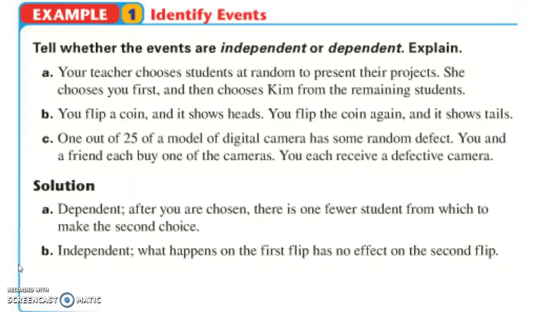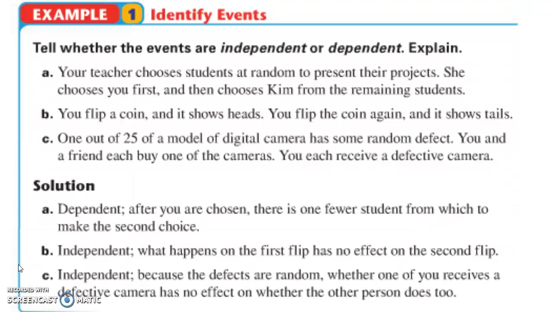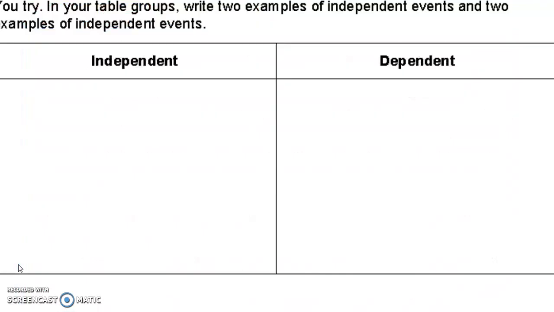And the third example, 1 out of 25, a model of a digital camera has a random defect. So you and a friend each buy one of the cameras, and you both get the defective camera. So is that an independent or dependent event? You getting a defective camera and your friend getting a defective camera. Because the defects are random, you getting the defective camera doesn't affect your friend getting a defective camera, so those events are independent.